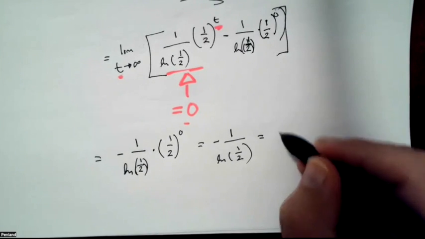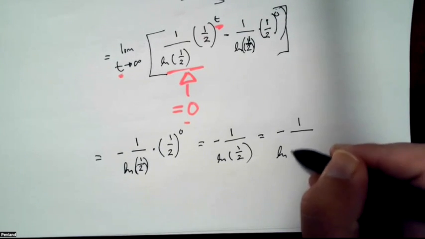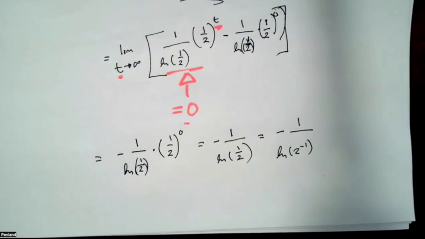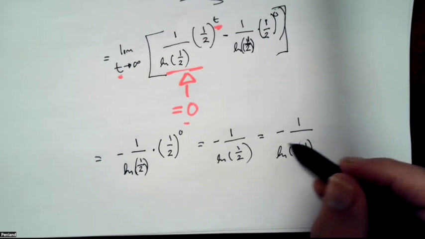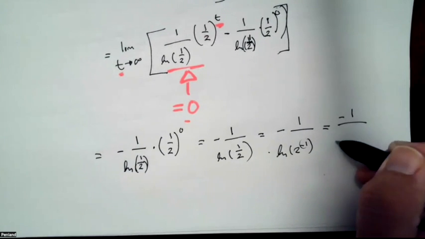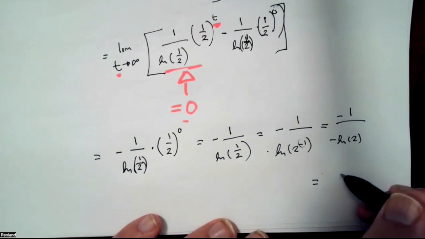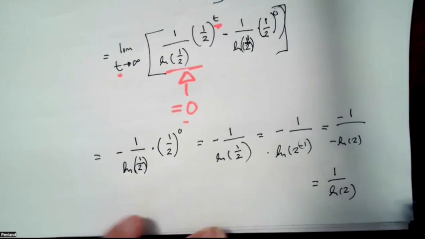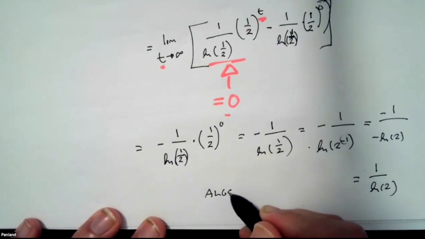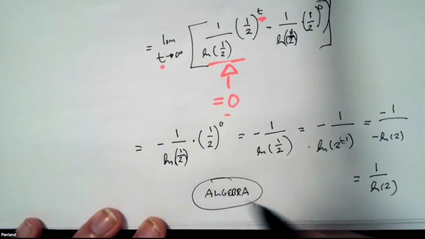And then I'm going to finish up here. This is negative 1 over natural log of 2^(-1). And there's a property of exponents that says this negative 1 can come out. This becomes negative 1 over negative natural log of 2, which gives us our final answer of 1 over natural log of 2. So this down here, again, to do the cleanup portion, was also algebra, and that's okay.